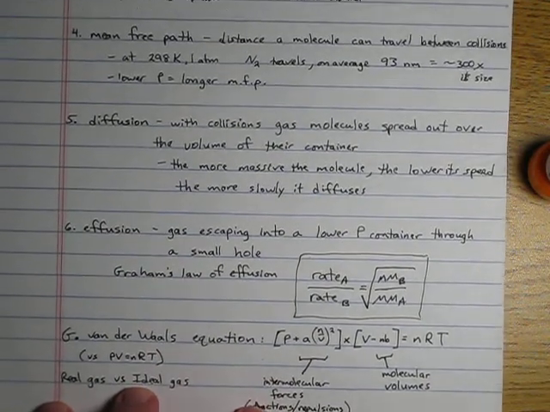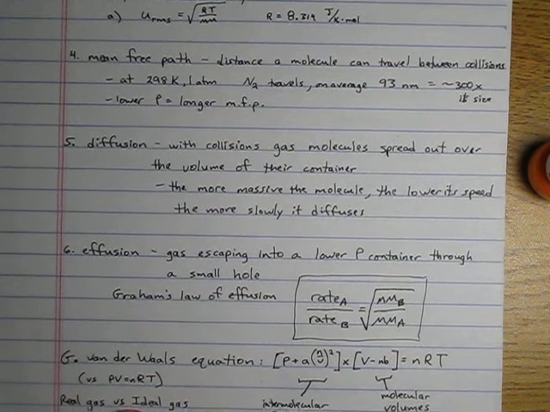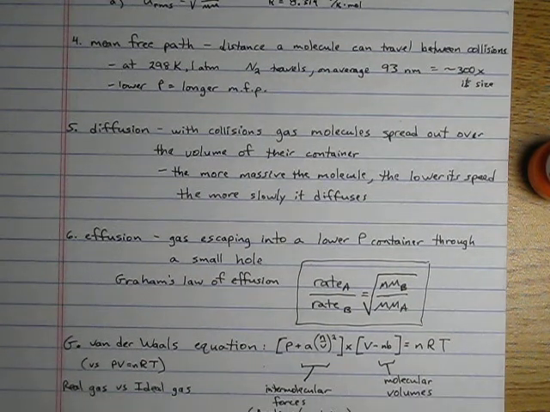Some other terms to be familiar with. Mean free path. That's just the distance a molecule can travel between collisions, because you've got all these molecules in here. They are moving very, very quickly, 400 some meters per second. They're going to smack into each other. The question is, how far can they get before they smack into another molecule? That is the mean free path.